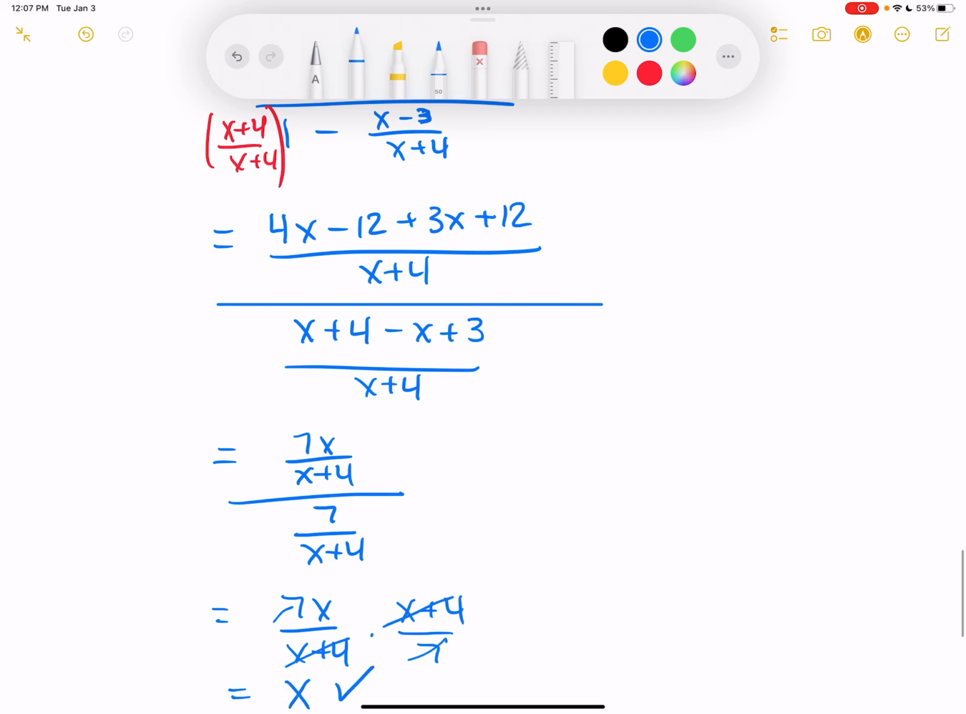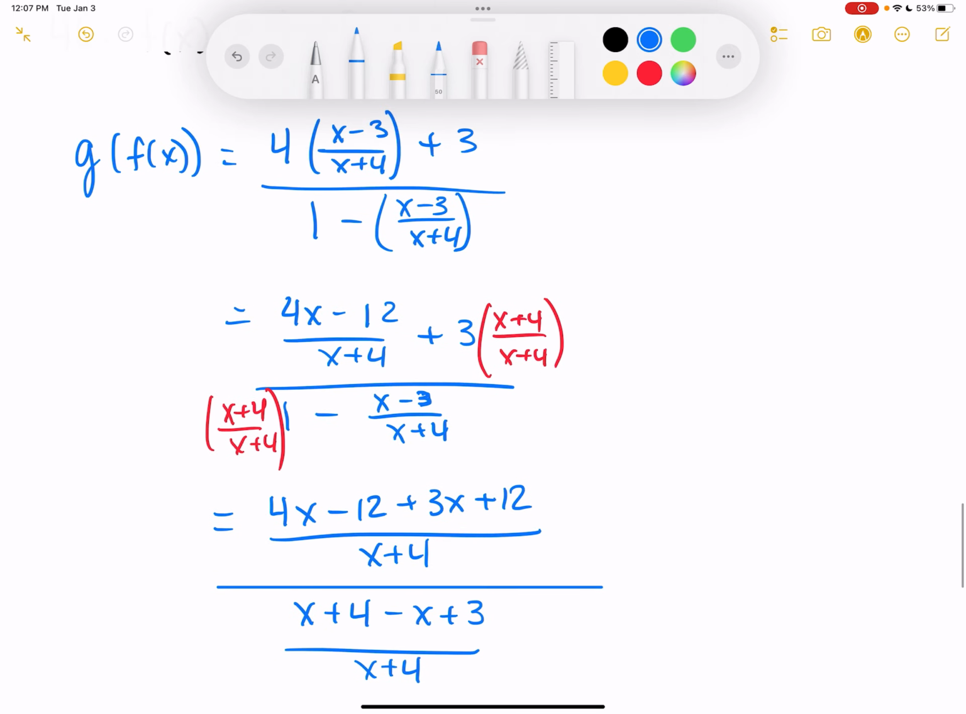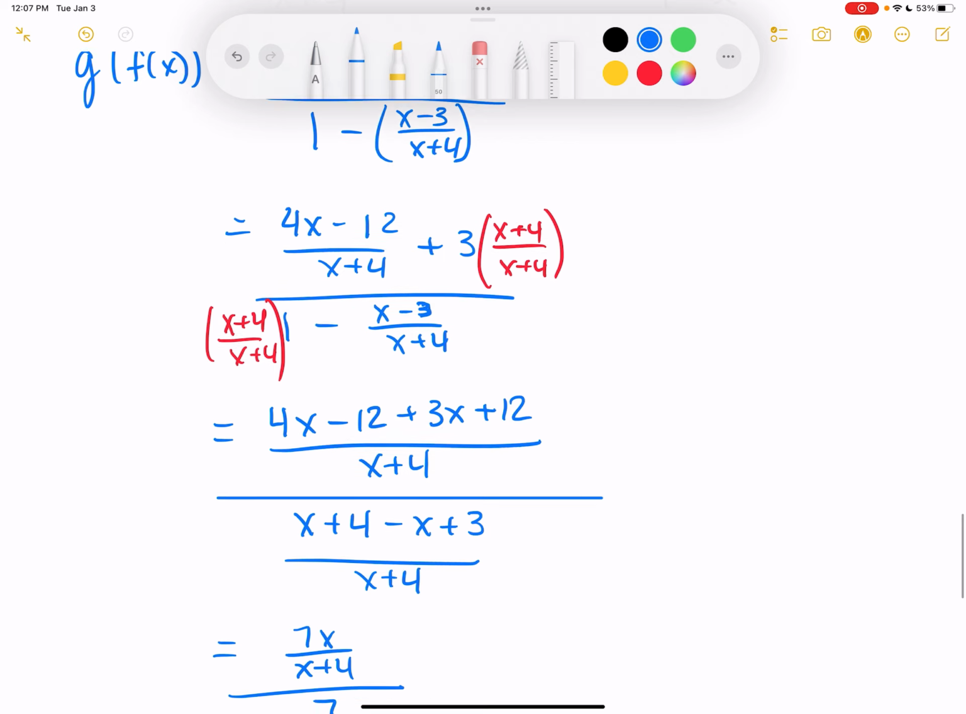Oh my gosh. You lost me at the second step, like all the way up here. Yeah, just keep going. I'll figure it out.